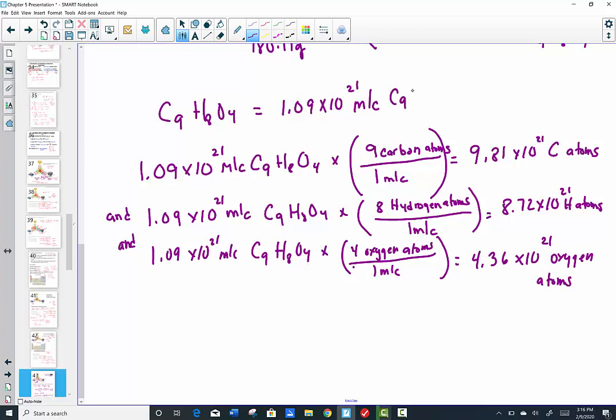So the compound itself, individual molecules, 1.09 times 10 to the 21st particles called molecules, but they're built of smaller things, aren't they? Inside 1 molecule, it's containing 9 carbons, 8 hydrogens, and 4 oxygens. So I wanted to model that you may be even counting something smaller, such as individual atoms within a larger compound. Great work there. That was a lot of good practice.